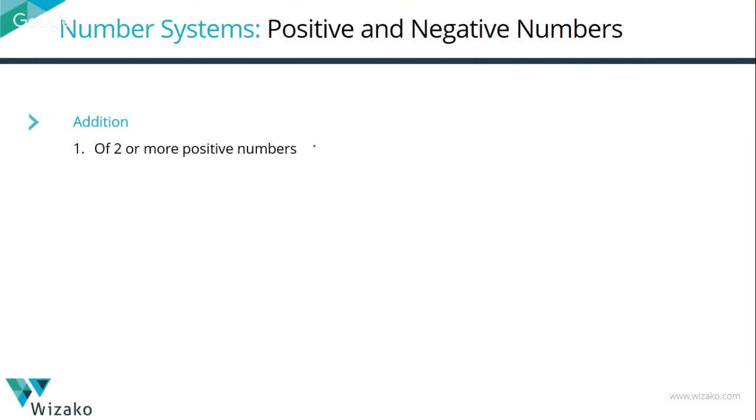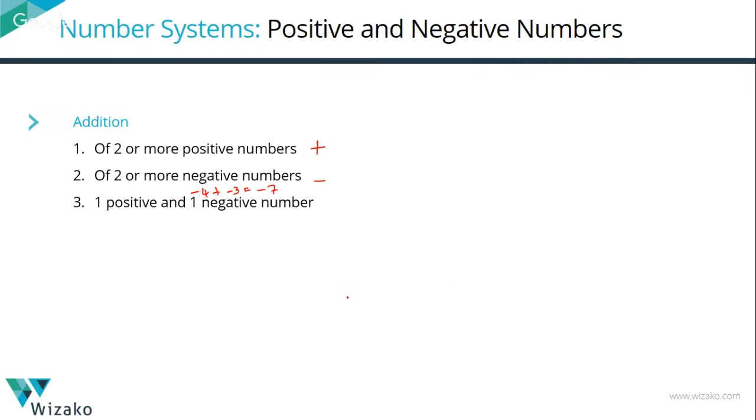Two or more positive numbers, the sum is going to be positive. Addition of two or more negative numbers. When in doubt, take an example. Take something like a -4 plus a -3. What happens to it? This becomes a -7. So addition of two or more negative numbers will be negative.